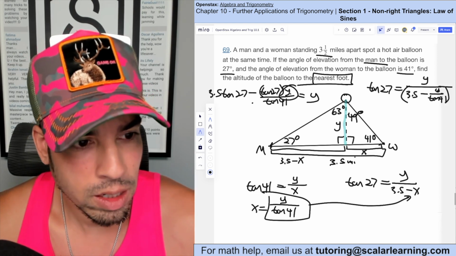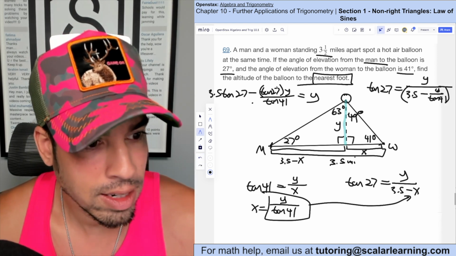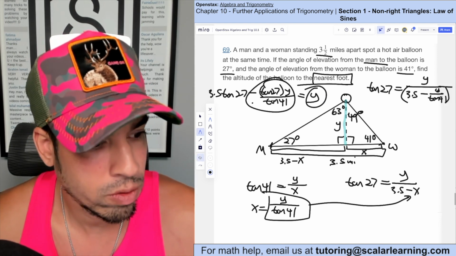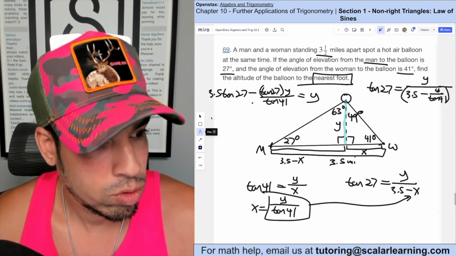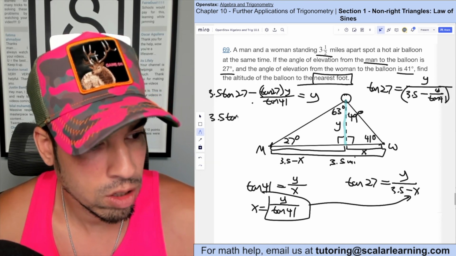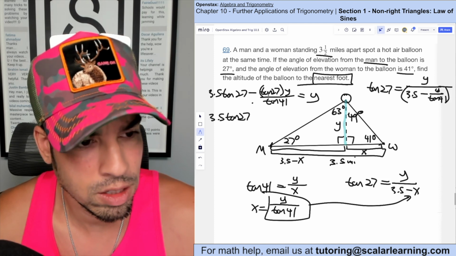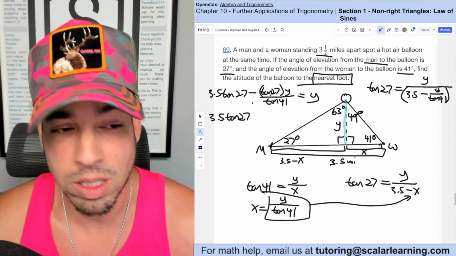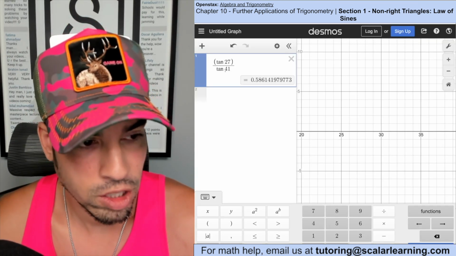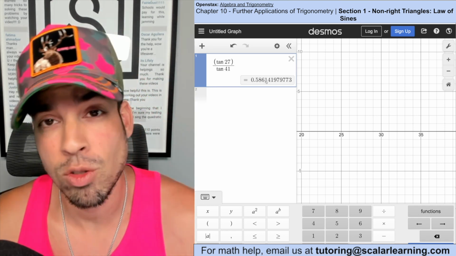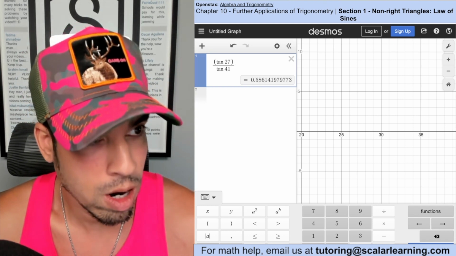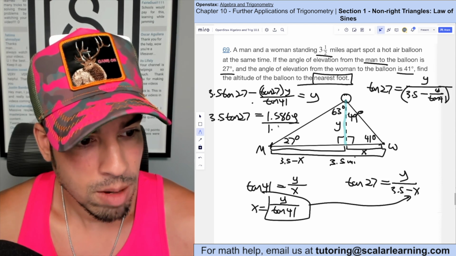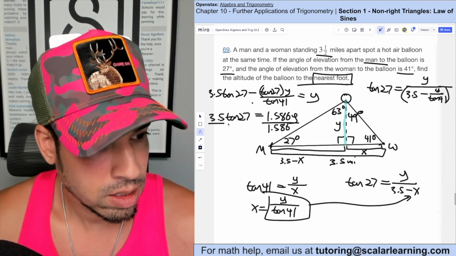Now what we got to do is consolidate the y's. So I got to add this whole quantity to this side over here. And that's left equal to 3.5 tangent of 27. And to know what this is plus 1, we're just going to use Desmos and then approximate. So tangent of 27 over tangent of 41 is 0.586. So it's going to be 1.586y. And then as a last step, we're going to divide by 1.586 like so.